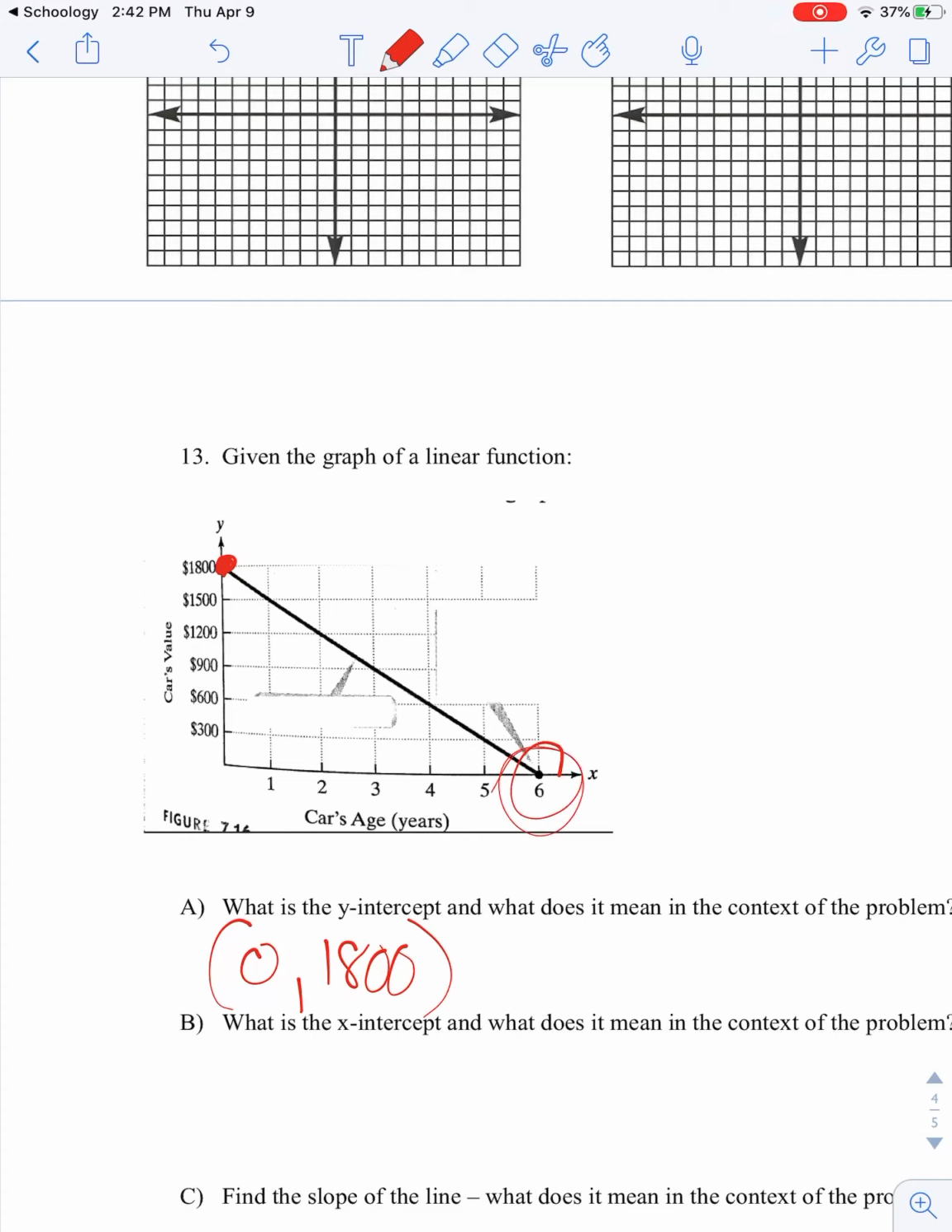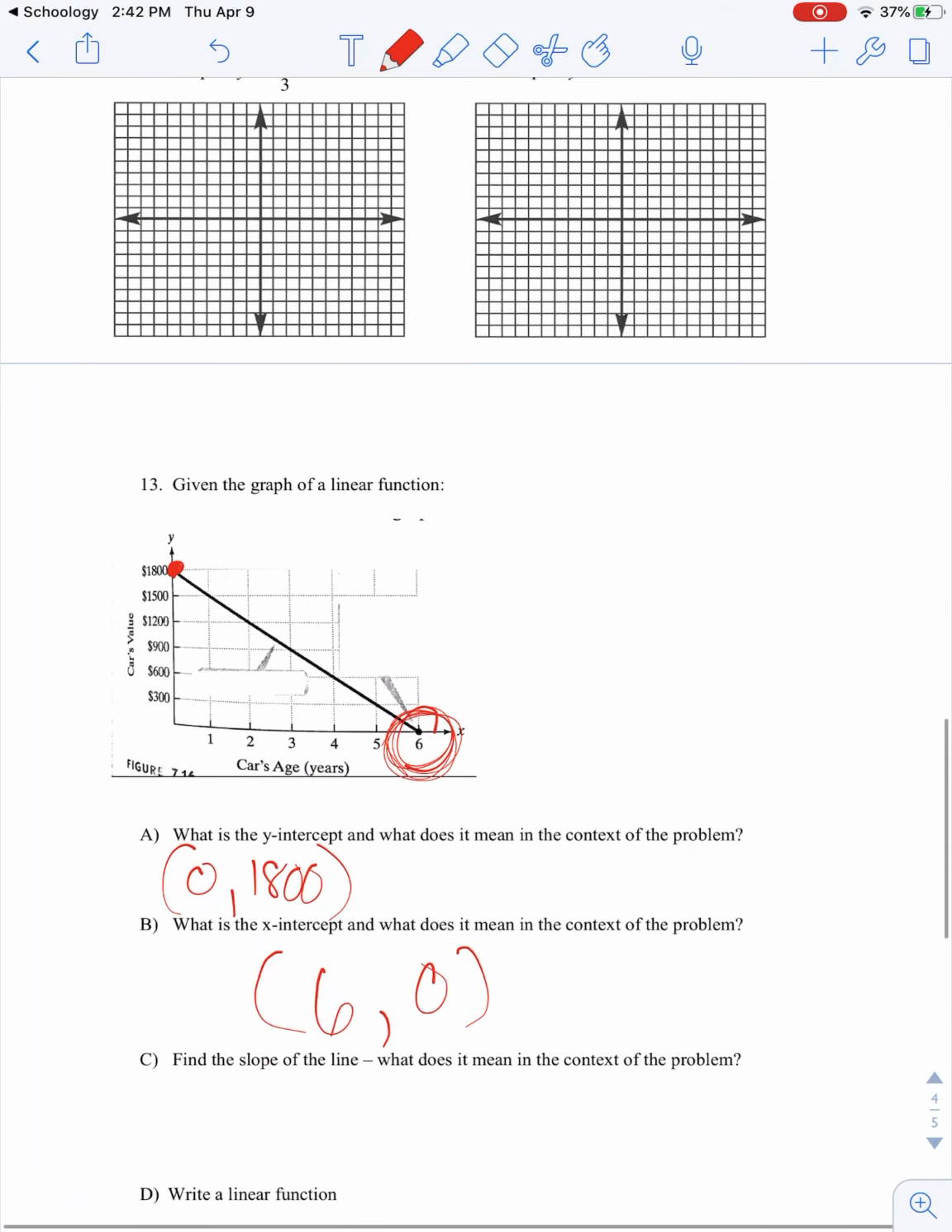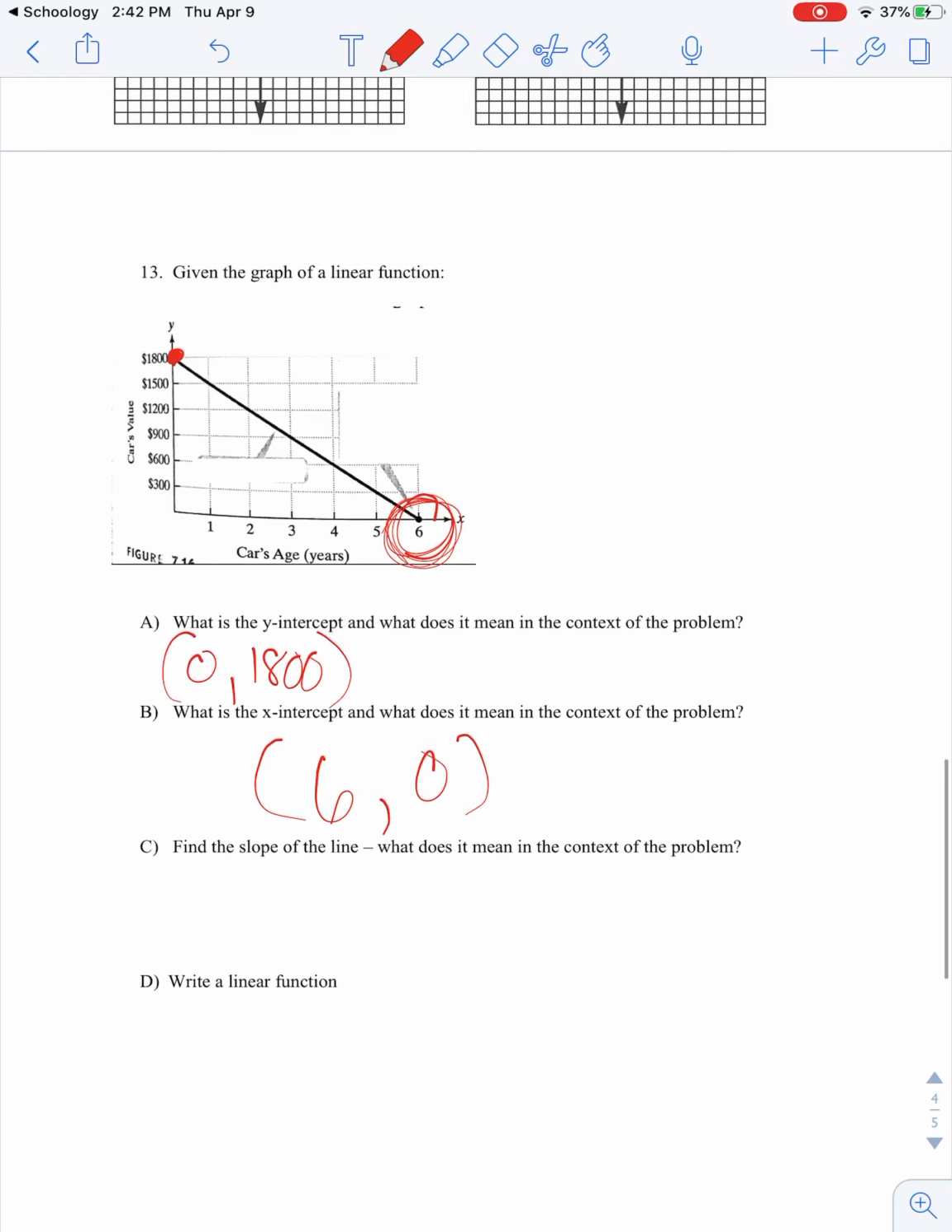Letter B, x-intercept here. X-intercept is when y is 0, so that's going to be 6, 0. Look at the context of the problem. When the car is 6 years old, the car is going to have no value because it's not worth anything at that point. Okay? Find the slope of the line.